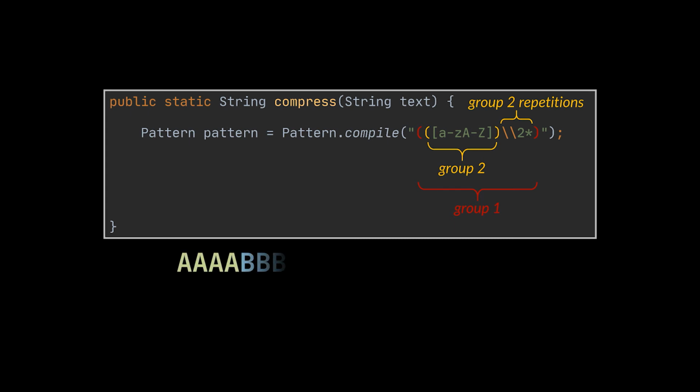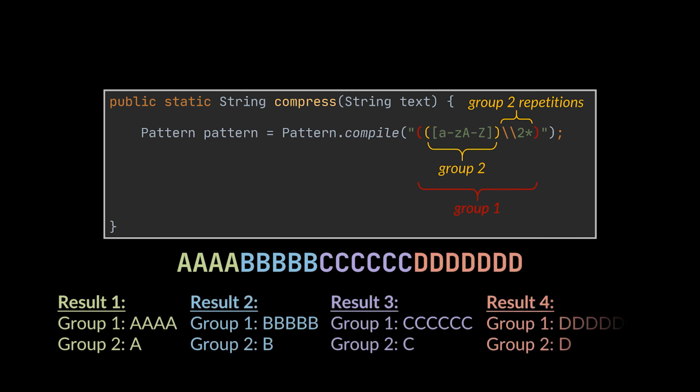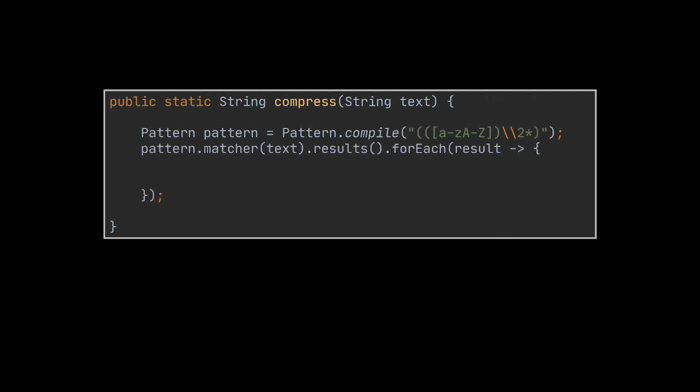Take the same example we had at the beginning. If we apply this pattern on it, the resulting groups you are going to obtain are as you can see in front of you. So inside the first groups of our result sets, we have the whole repeated block, and inside the second groups, we have the repeated character. Now that we know what this pattern does, we need to find matches for it in our input, and loop over the results we found.